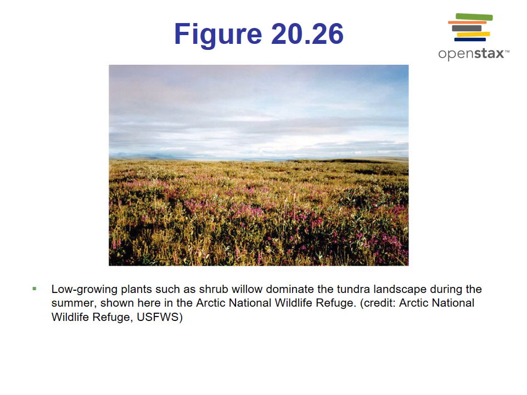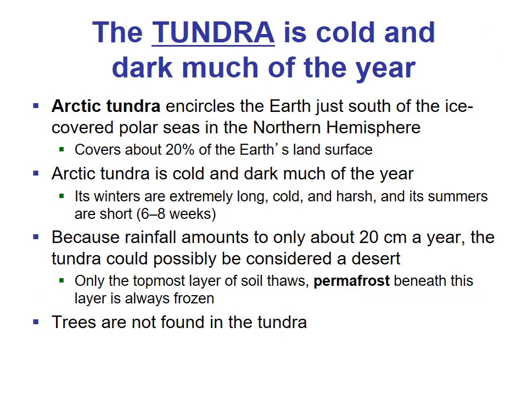Our last land biome type would be that of the tundra. During the summer and spring, the tundra may look like this picture here, but for the majority of the year, it's going to be cold and snowy because the tundra biome type is found just south of the polar seas in the northern hemisphere, so just below the Arctic. It covers about 20% of the Earth's landmass.